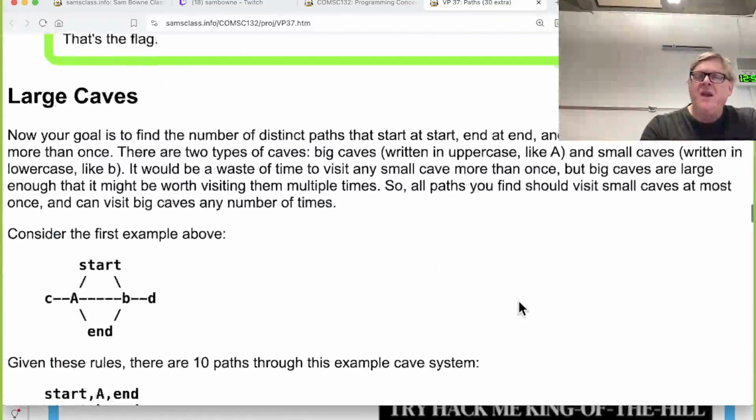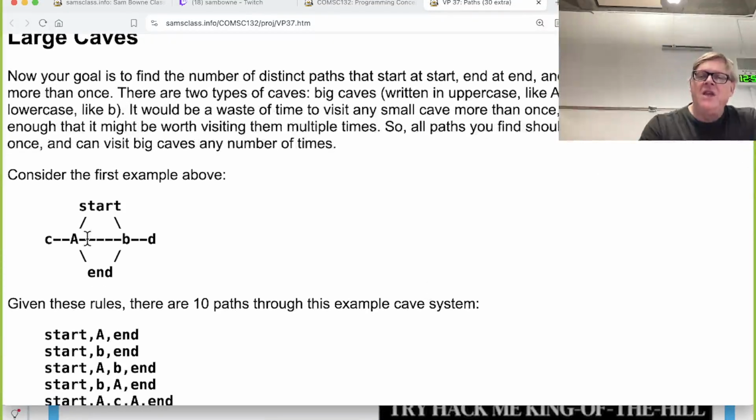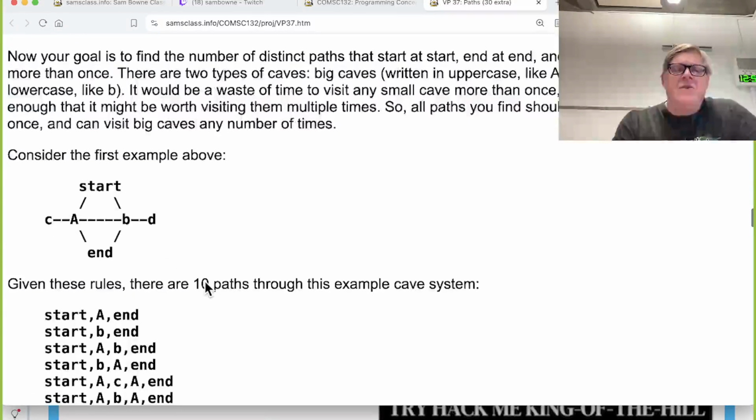Now, next thing is, consider this. If some of the caves, this cave, you might want to visit it more than once. Now, right now it doesn't make much sense, but you could go this way and then come back through here again to take a different door. That is a possible path. And so now we change the rules. There are 2 types of caves. The lowercase caves are small caves, and you can only go in them once, but the uppercase caves, you're allowed to go to them more than once.